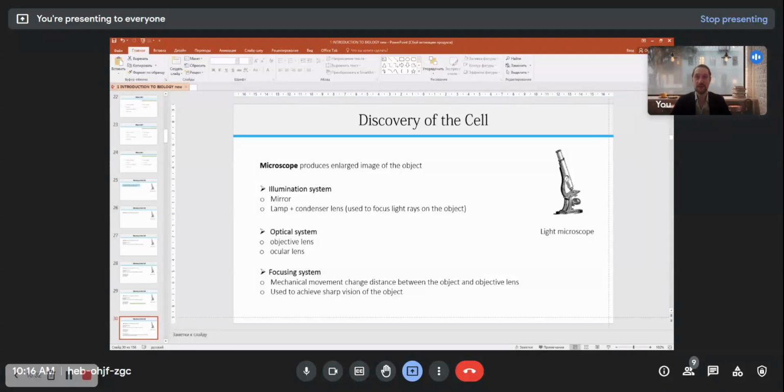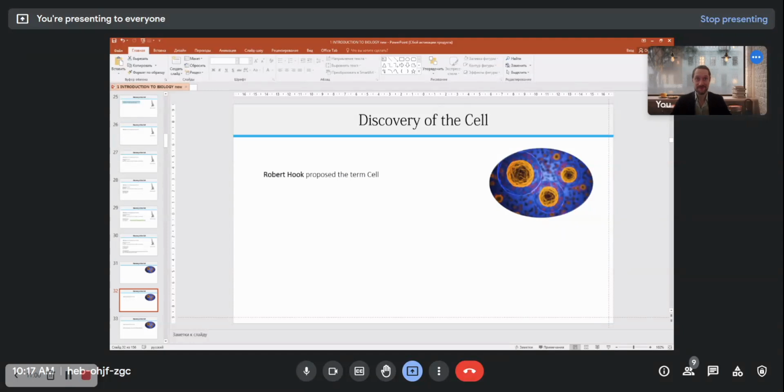And of course, we need a focusing system. So we have to adjust the plane of focus in such a way that we will acquire a clear, sharp vision of the object. And for this, we are using the focusing system. It is a mechanical change of the distance between the object and lens. And yeah, as I just told you, we use this to acquire sharp vision of the object.